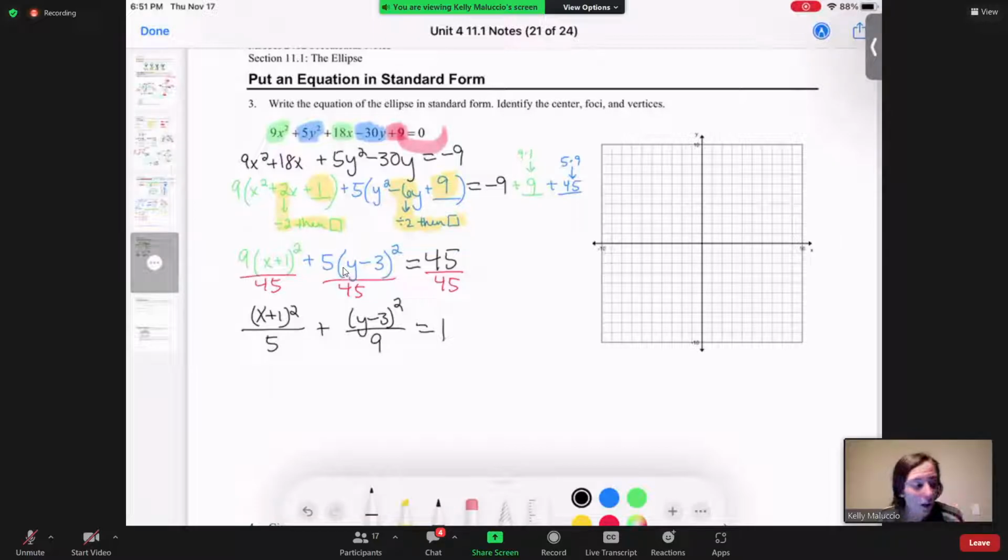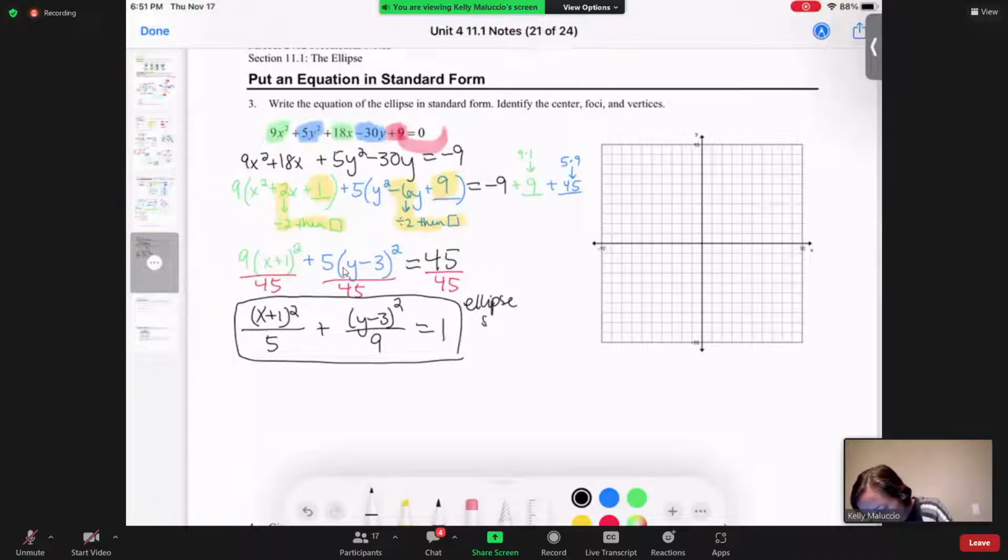And now look at this. It took some work, but amazing. This is our ellipse equation, standard form equation. I guess the other equation is still an ellipse, but it's not standard form. So this is our standard form. And let's check out what we have.